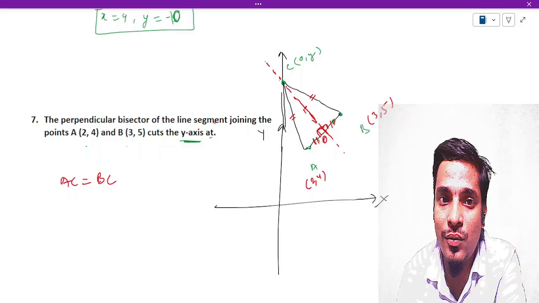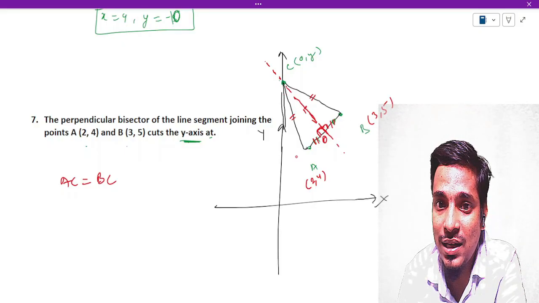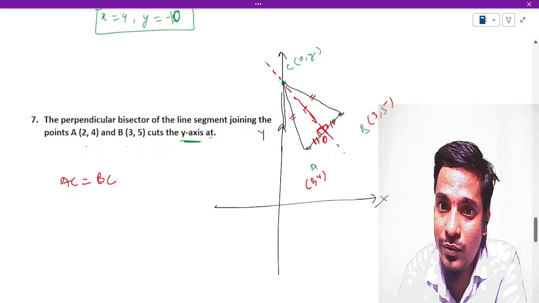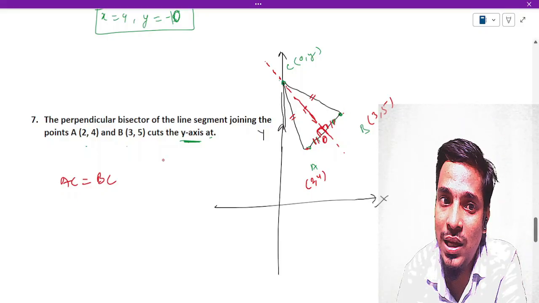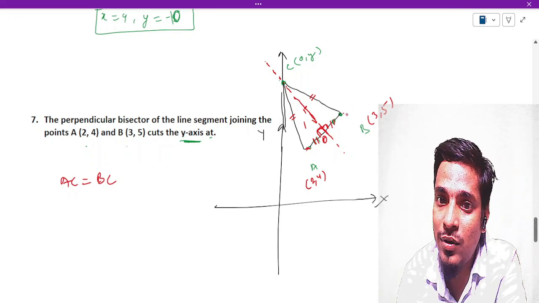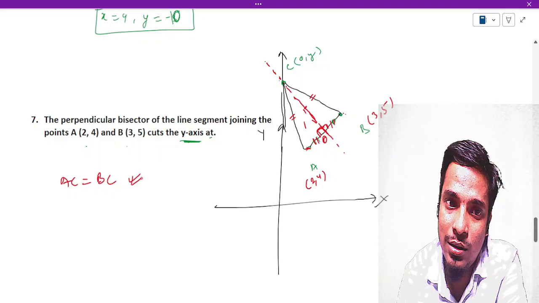Here in this question, this identification is very important. Whenever a perpendicular bisector of any line segment meets at some point, the distance from that point to the end points of the line segment will be equal. The end points of the line segment are A and B, so the distance of point C from A and from B will both be equal. So we just have to solve for the unknowns.